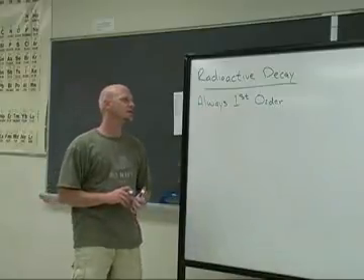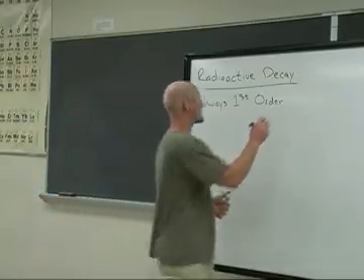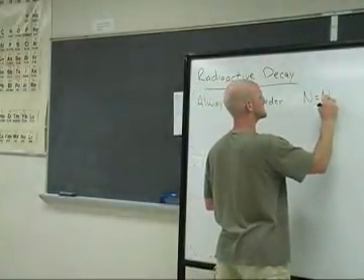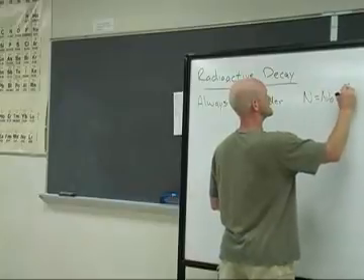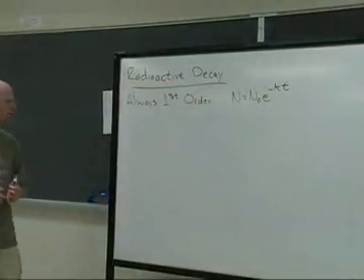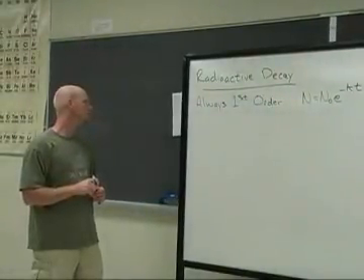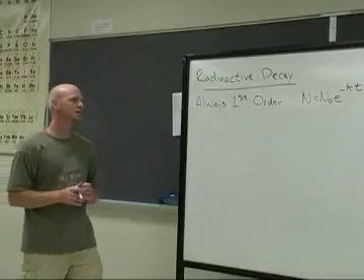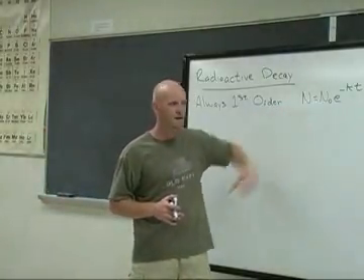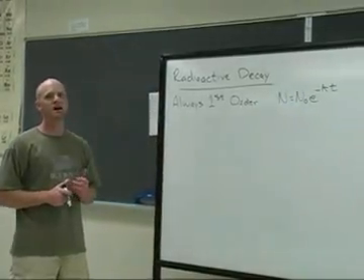What's nice about a first order process is your half-life is a constant. So if you recall, N equals N naught e to the negative KT. This is your first order integrated rate law. This is how something behaves. But again, what's nice is that your half-life is constant.